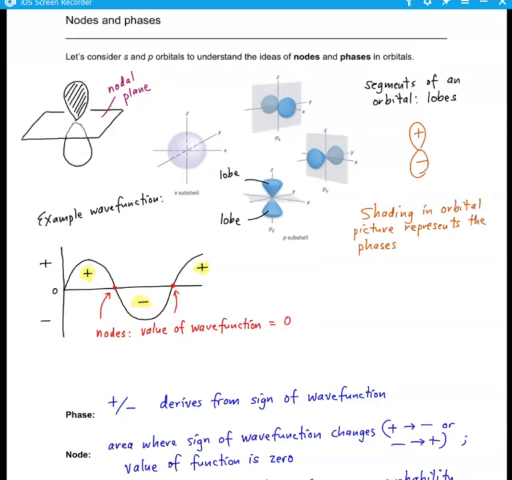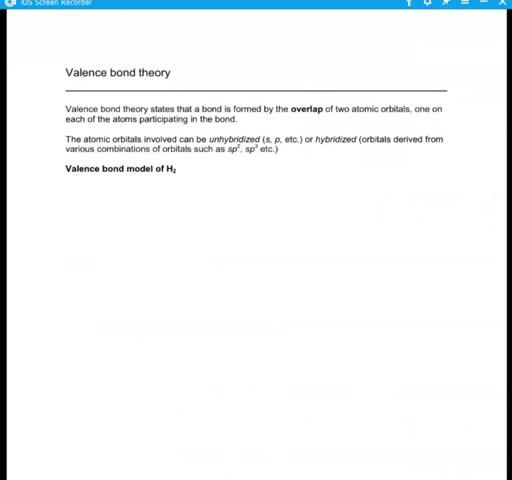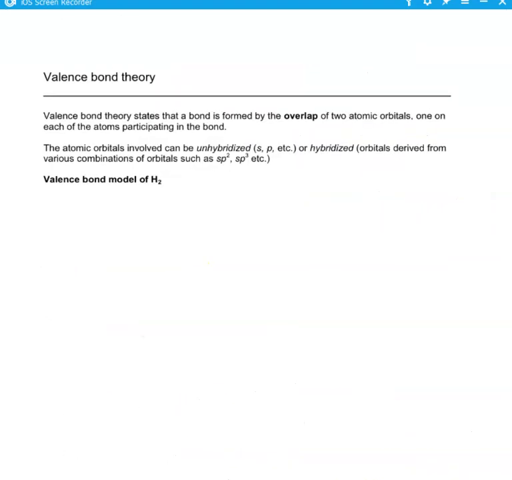One of the things that we want to use orbitals to understand is bonding. As it turns out, there are two major bonding theories that we're going to consider. The first one is called valence bond theory, and the other one is called molecular orbital theory. So let's start with valence bond theory and define some terms.